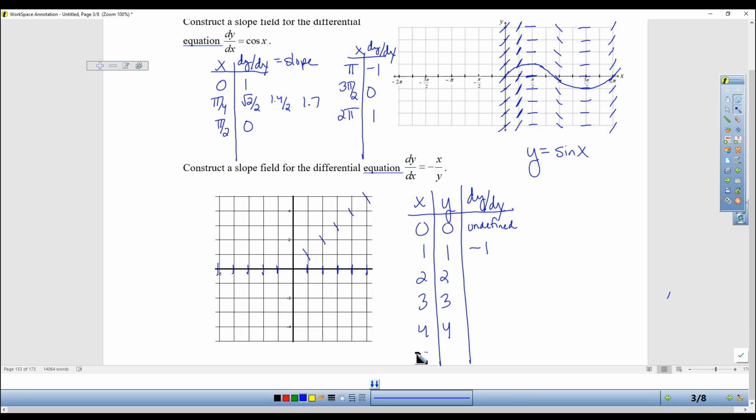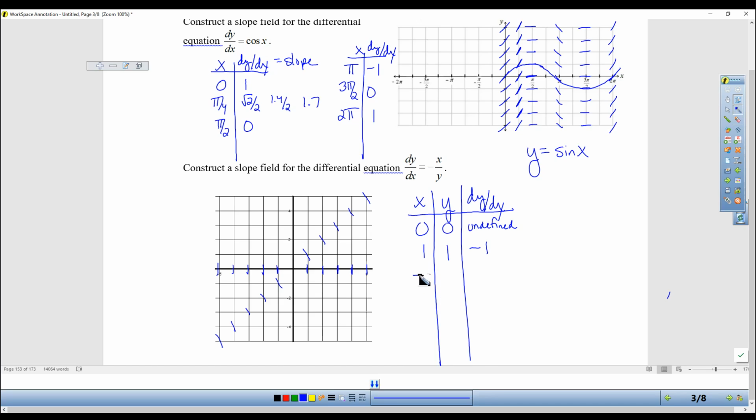Okay. Even -1, -1, -2, -2. -1 divided by -1 is 1, but there's that negative out in front. So it's also going to have a slope of -1. That's how you fill in a slope field. You definitely do not want to plot every single point, just enough to give you an idea of it.